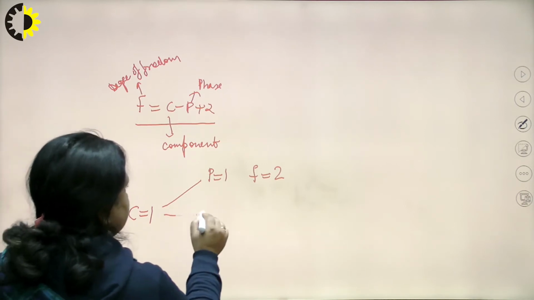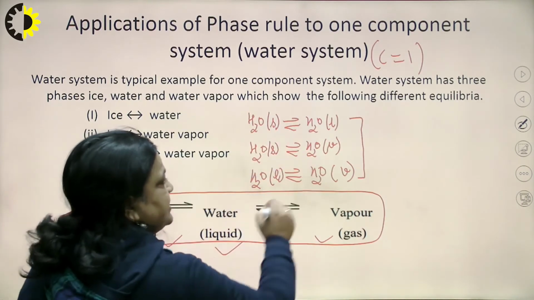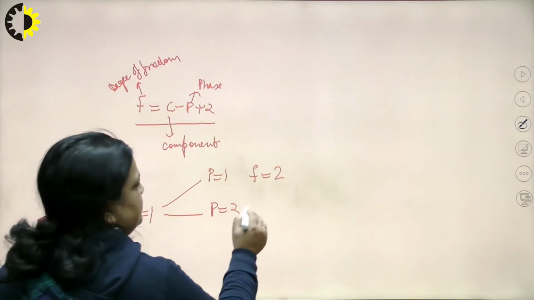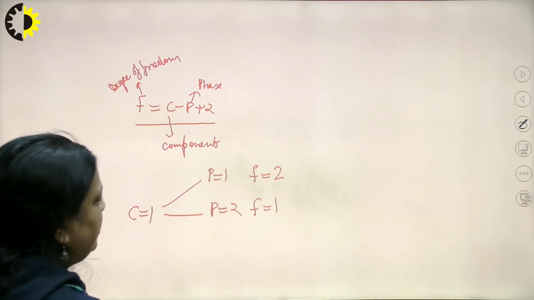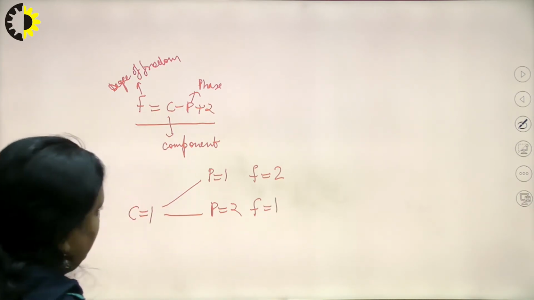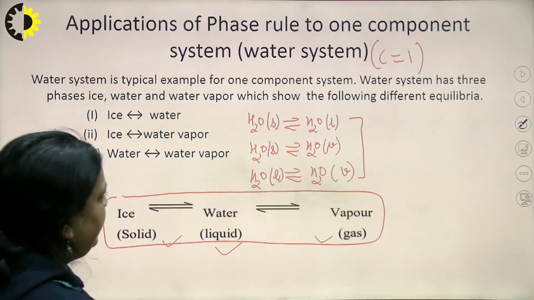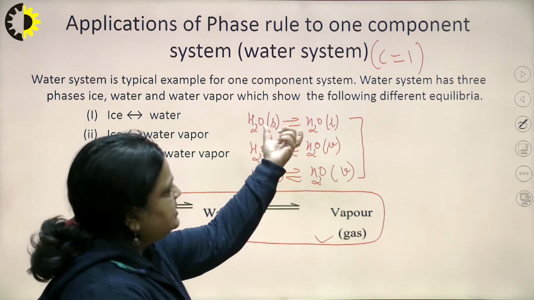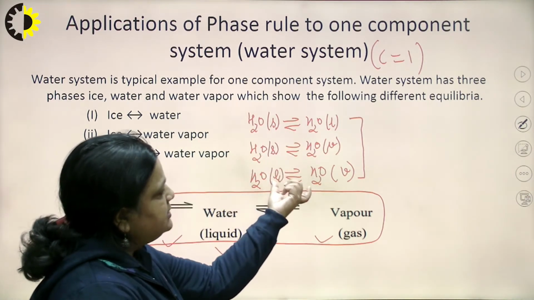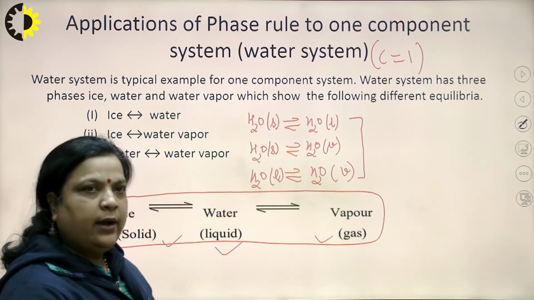Now, second case, if P is equal to 2, that means these three cases. In these cases, when we calculate the degree of freedom, it will be 1. Degree of freedom 1 means one variable is required to define the system. This variable may be temperature or pressure. It means to define this equilibrium, only one variable is required.